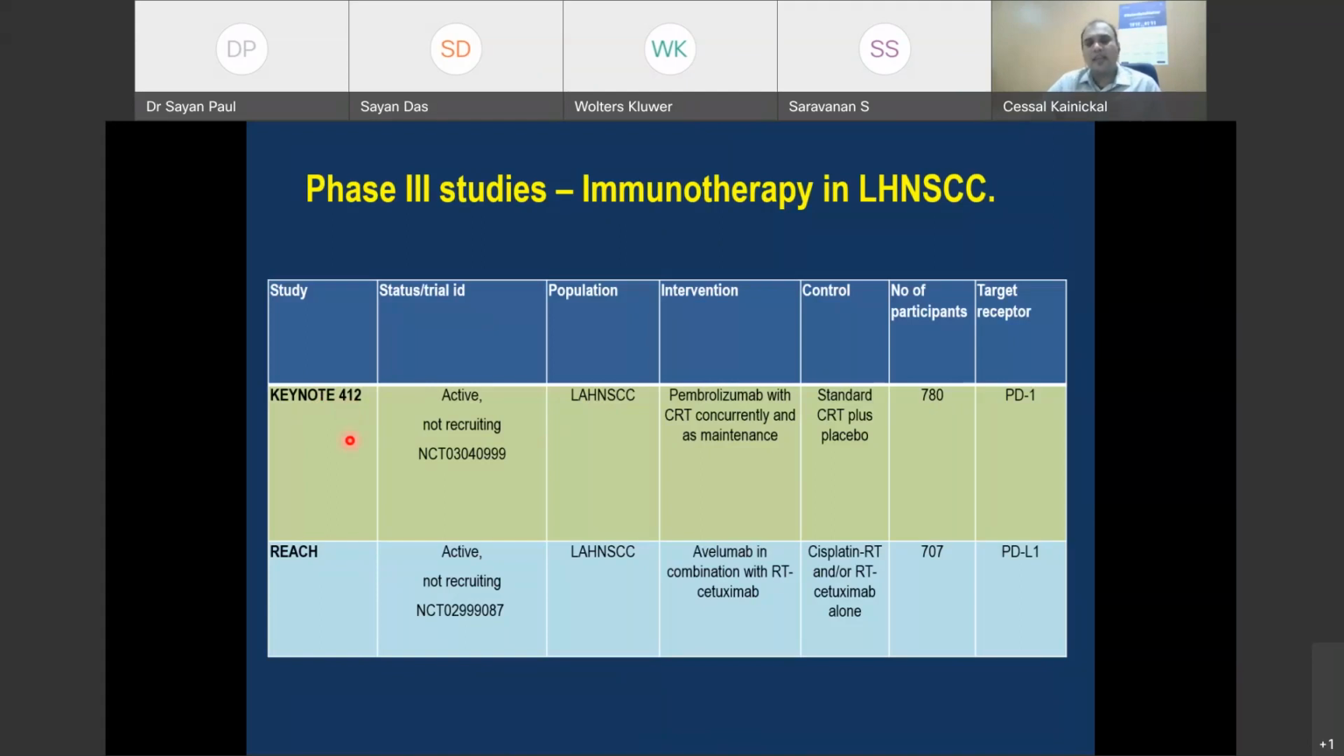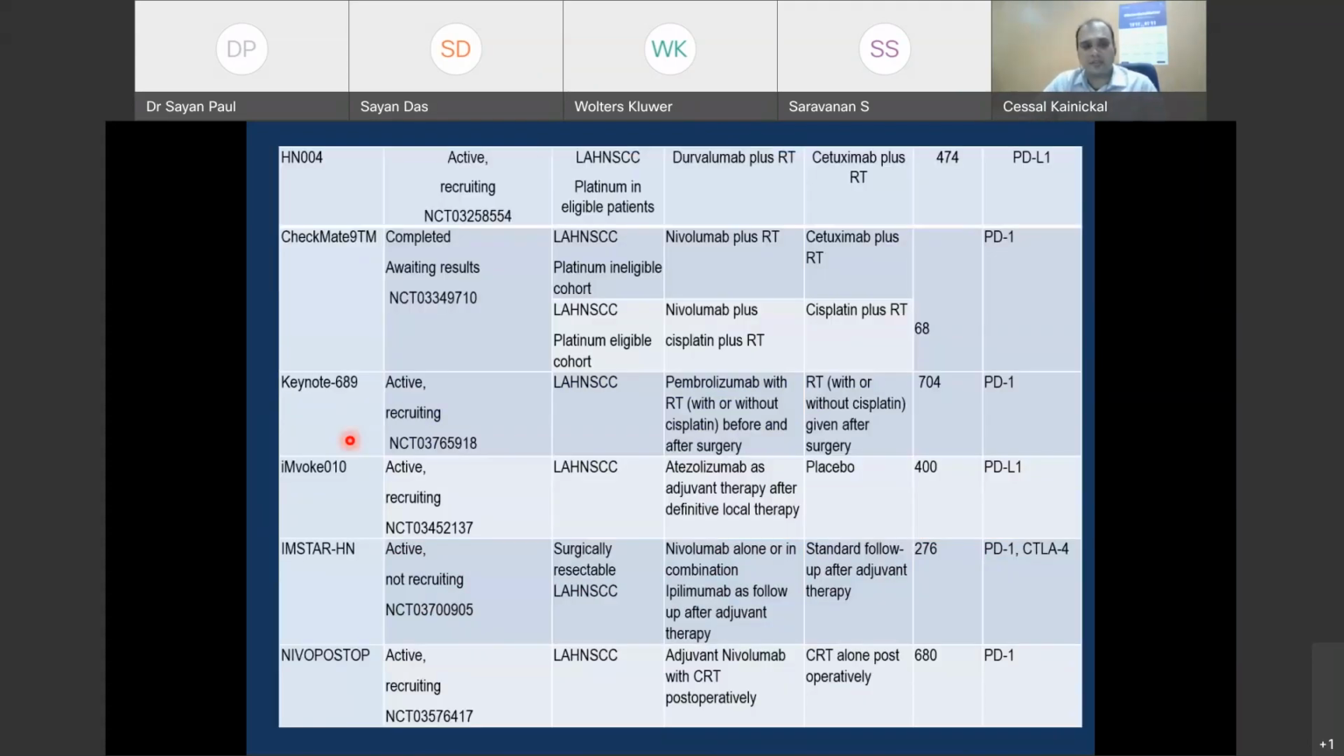The second is, can we use a monoclonal antibody immunotherapy plus radiotherapy versus an anti-EGFR therapy plus radiotherapy in patients who cannot undergo cisplatin? That is, cisplatin-ineligible trials are there.